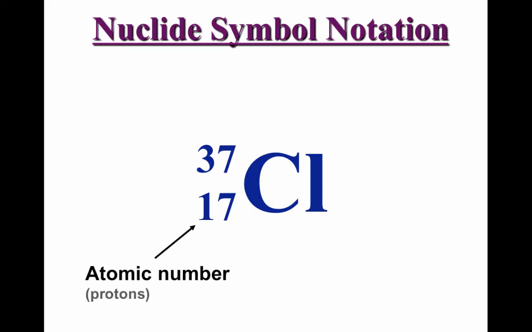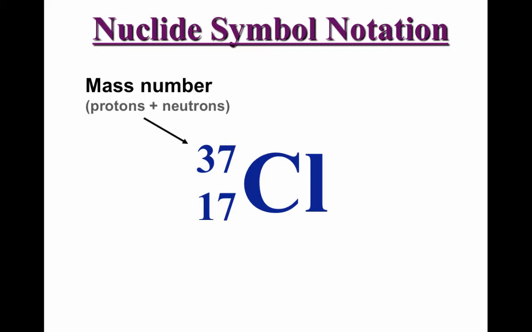Next, we're going to move around to this number on the bottom left, called the atomic number, also known as the number of protons. This number we can find on the periodic table. Look up the symbol, Cl, and you'll know the number, 17.